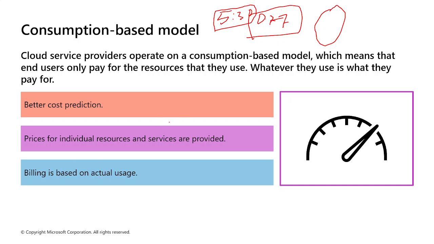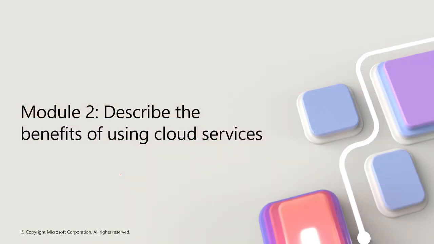But you can't do that for on-premises because anything can happen. You can have mechanical failures and all of that will require you to carry out maintenance that you did not plan, because there are planned and unplanned maintenance that can happen, right? So prices for individual resources and services are provided. You can see them. So billing is based on actual usage, not prediction. So that is what we have to cover there.